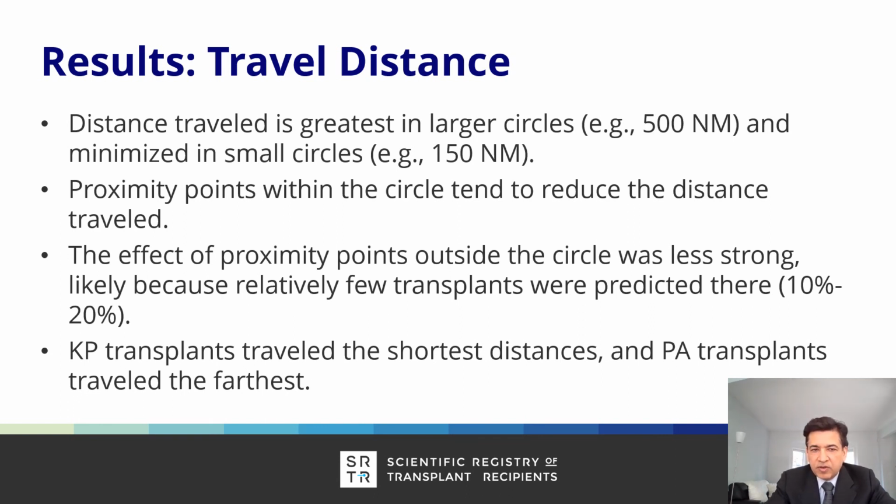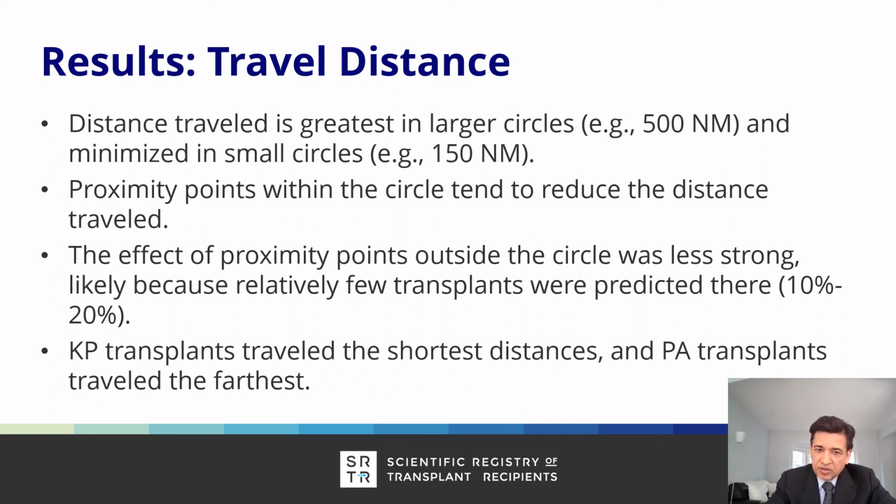The distance traveled was greater in larger circles, for example the 500 nautical mile circle, and minimized in smaller circles, for example the 150 nautical miles. The results also showed that the proximity points within the circle tend to reduce the distance traveled. The effect of proximity points outside the circle was less strong, likely because relatively few transplants were predicted there. Only 10 to 20% of the transplants were predicted there.